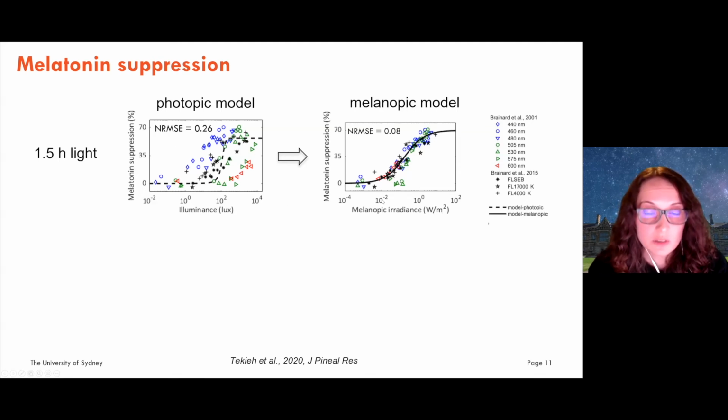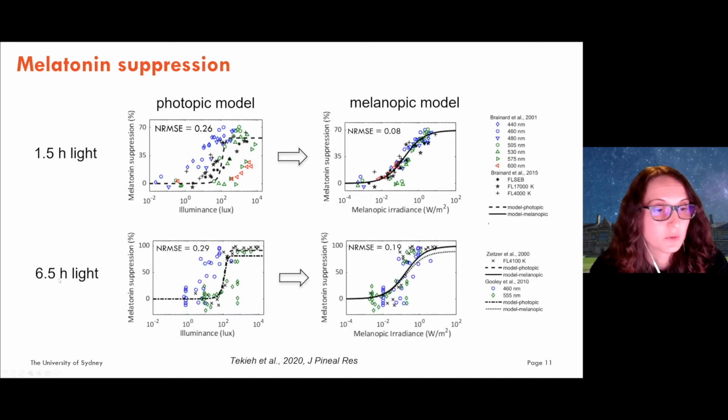But then when we replot the data against melanopic irradiance and use our new melanopic model, the agreement is really quite good. And similarly, we have results for the 6.5 hours of light, from monochromatic and polychromatic light sources. And again, the melanopic model produces much better results, but here again, the agreement between the data is not as good, which we think is probably related to the time-dependent effects of cones on the circadian phase, or suppression, which we have not incorporated in the model yet.